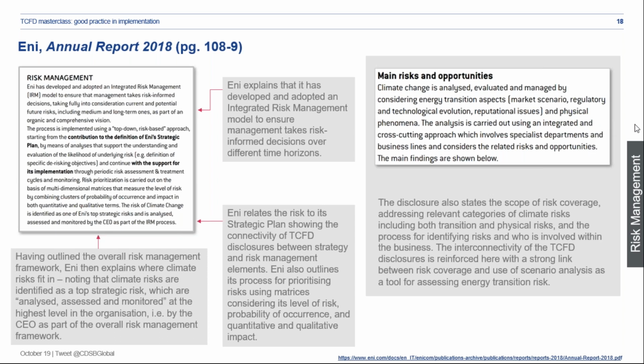So if we look first at Eni's annual report, on the slide in front of us, it shows that they have an existing risk management framework and they've adopted it, and climate risks are identified as a top strategic risk within this existing risk framework. This is consistent with the TCFD recommendation that existing processes for risk management and governance be used and adopted. In this example, there is also good practice of considering different time horizons. And there is good practice in that Eni has considered both transition and physical risks and the processes and functions involved in managing these. This also illustrates the interconnectivity of TCFD disclosures across the 4 TCFD core elements.